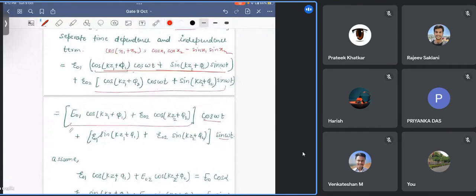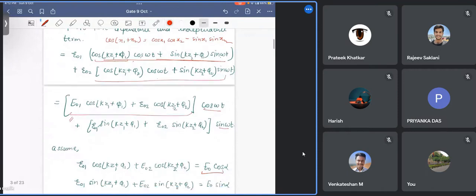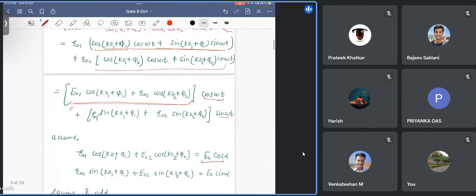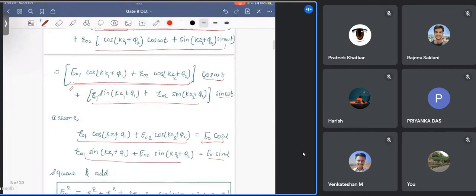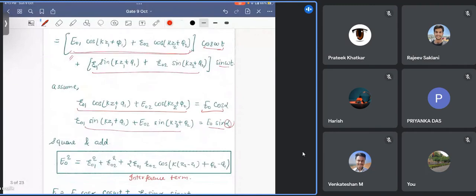So let's assume that this is some constant, E0 cos alpha. We can take it as a constant because the time dependence represents how the function varies as a function of time. This will represent the amplitude. So we can represent this term as E0 cos alpha and this term as E0 sin alpha, where alpha is some phase. We can calculate alpha later.